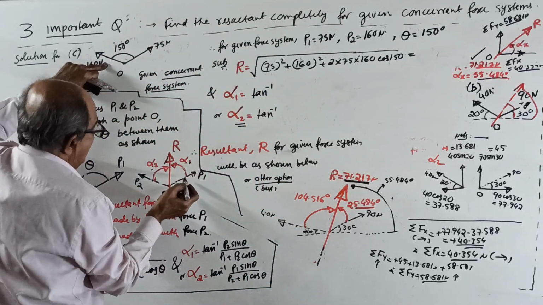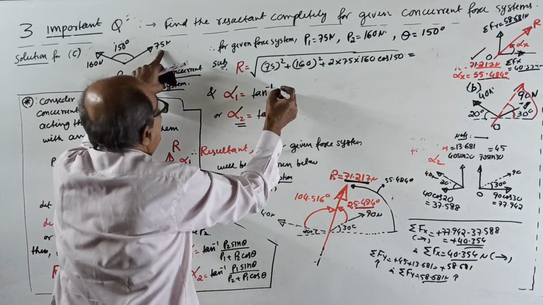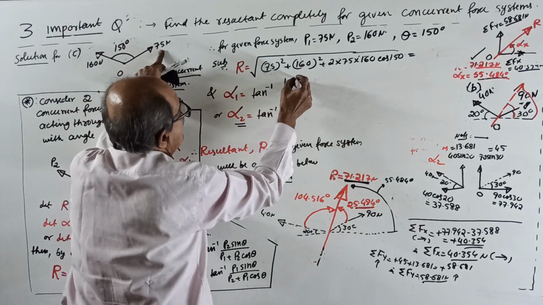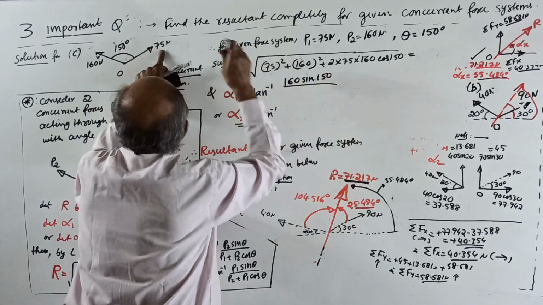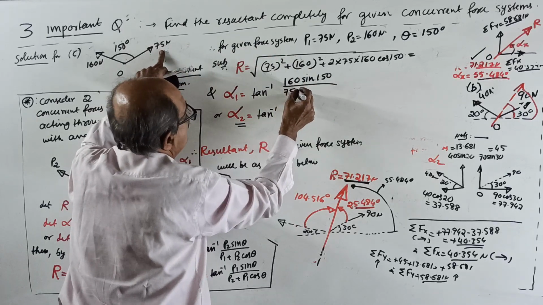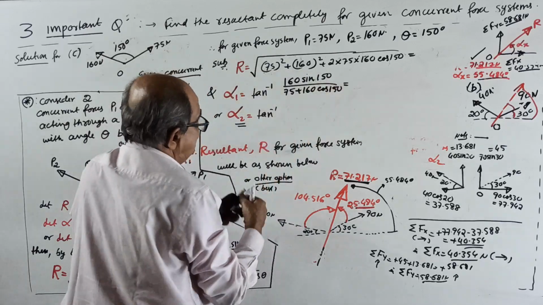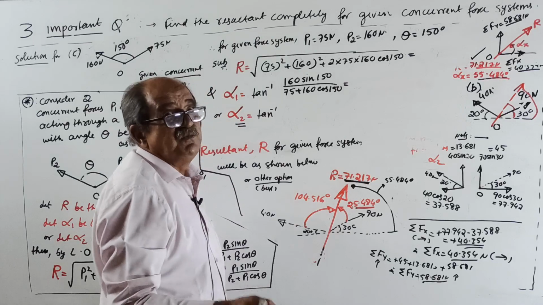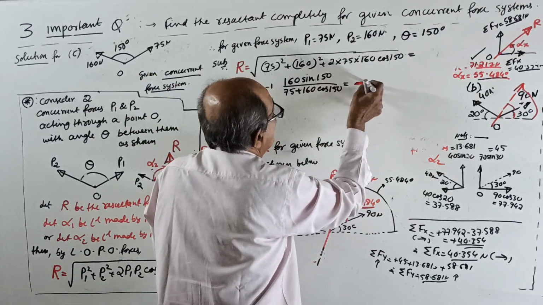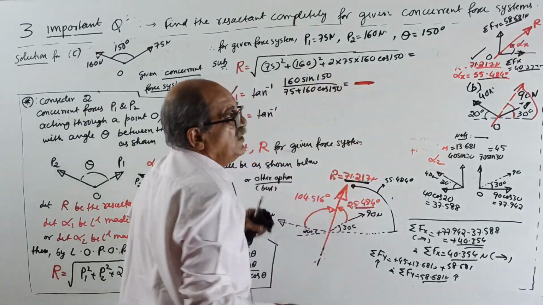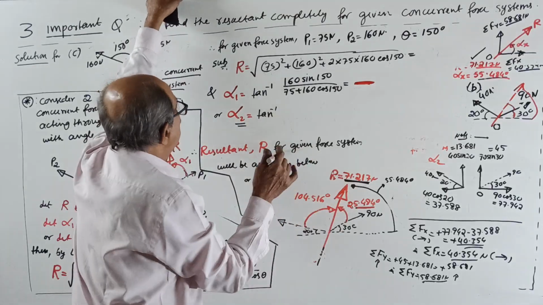Alpha 1 is the angle made by the resultant with the P1 force. Alpha 1 equals tan inverse of 160 into sine of 150 divided by 75 plus 160 into cos 150. I have set the question so that last time alpha 2 came negative, this time alpha 1 will come negative. Some will ask, sir, how do you know? I set the question, so I know how to set it. Don't bother about those things.